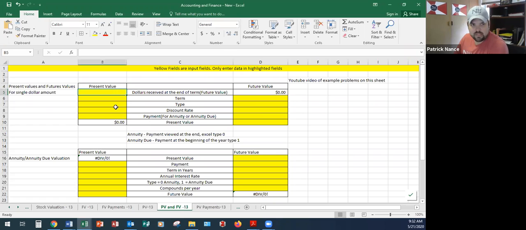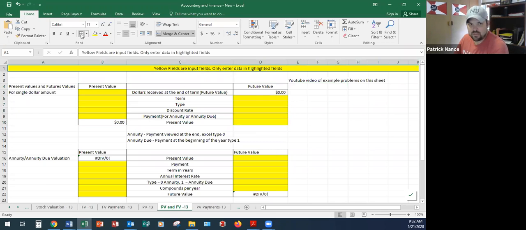So just a little bit about the spreadsheet that I built that you can obviously use, and that will be out there. This column is to find present values, depending on what the problem is. This one will find future values. And the idea is that the yellow fields are the input fields, so you shouldn't have to enter anything in the white fields. They should calculate for you as you do this.